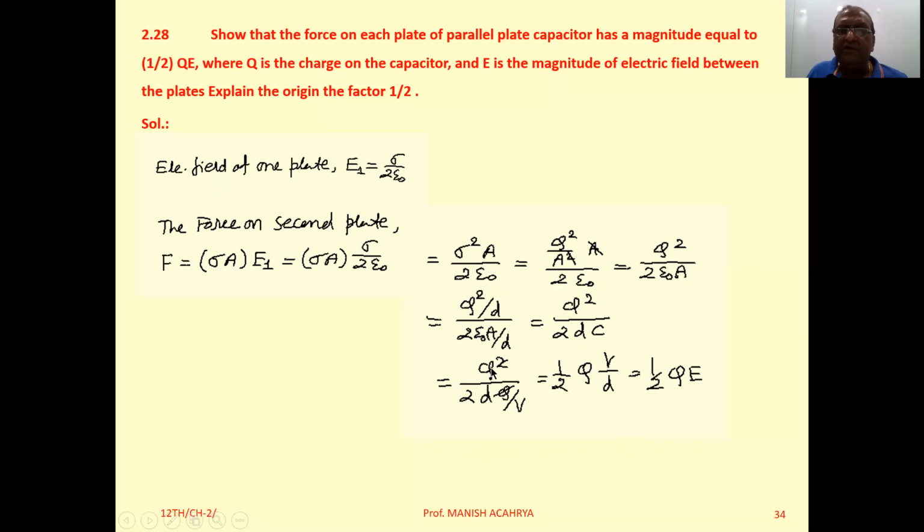Now Q square upon 2DC is replaced by Q by V. So one Q is cancelled. Take this V in numerator. So half into Q into V by D. But V by D, that is electric field E. So resultantly our equation, that is half into Q into E. Clear up to this one?